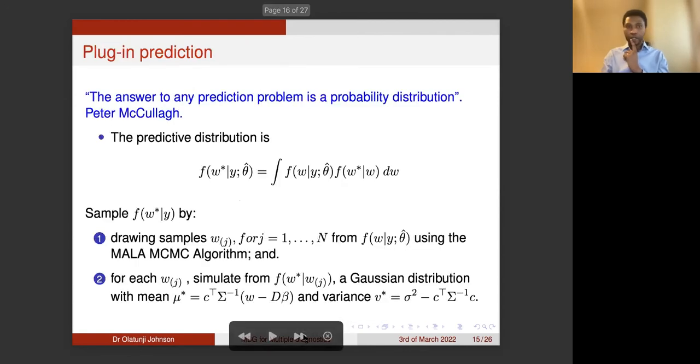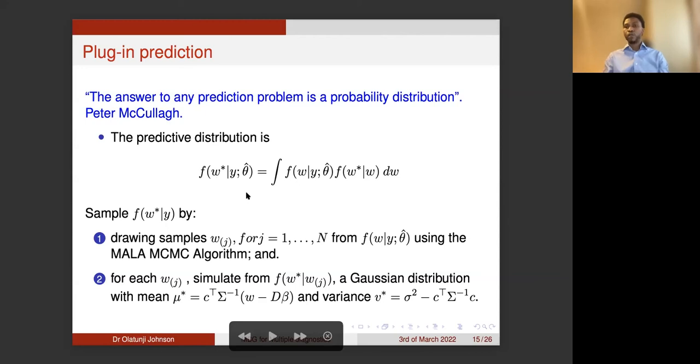So, prediction. How do we do prediction? Now you've estimated the parameters, you want to do prediction. I'm going to just quote this. Actually, Peter Diggle used to quote this a lot, so I just picked that from him. He said, the answer to any predictive problem is to write the probability distribution. So if you want to predict, write the probability distribution, then you're good to go. So our predictive distribution here is given in this form.